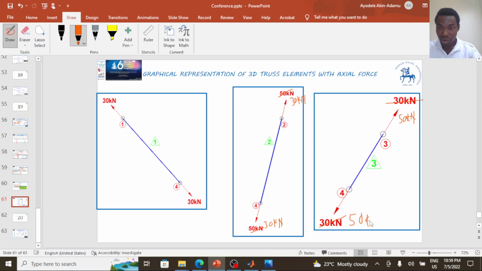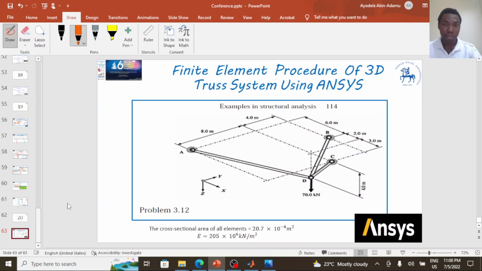So this is how we use the finite element procedure for solving a 3D truss problem with the Matlab program. We have come to the end of this video session now. In my next video tutorial, I'm going to solve this same problem using the ANSYS program. I'm going to show you how we can solve this same problem on the ANSYS software.